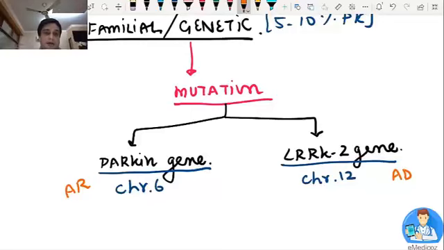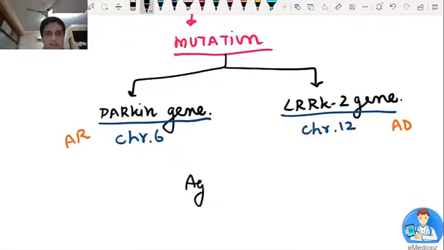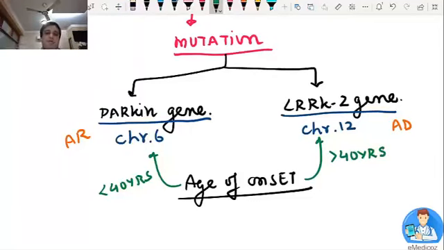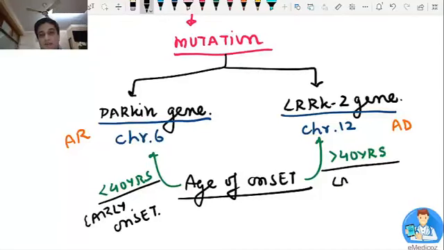Okay. Another quick fact. When does it really present to me? The age of onset that we know. The Parkin gene mutation comes to me at an age less than 40 years, while the LRRK2 gene mutation comes with an age group of more than 40 years. So less than 40 comes early, early onset, correct? More than 40 years comes later in life, which I know as late onset.